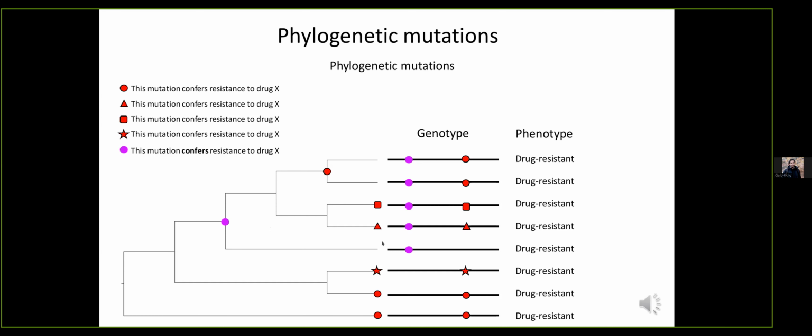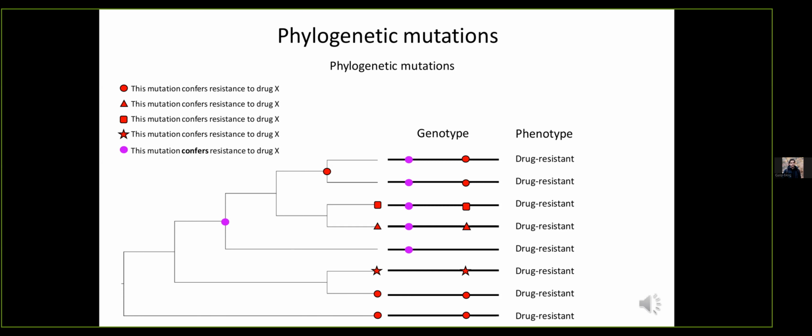Here the red mutations in this example appear in the tips of the phylogeny, and there are several homoplasies, as I mentioned before. This is because these mutations most likely arise as a consequence of drug treatment. We are using antibiotics, and then we are selecting for strains that are drug resistant. This purple mutation also confers drug resistance, but it happened at some point in the history, not because of the pressure of antibiotics.